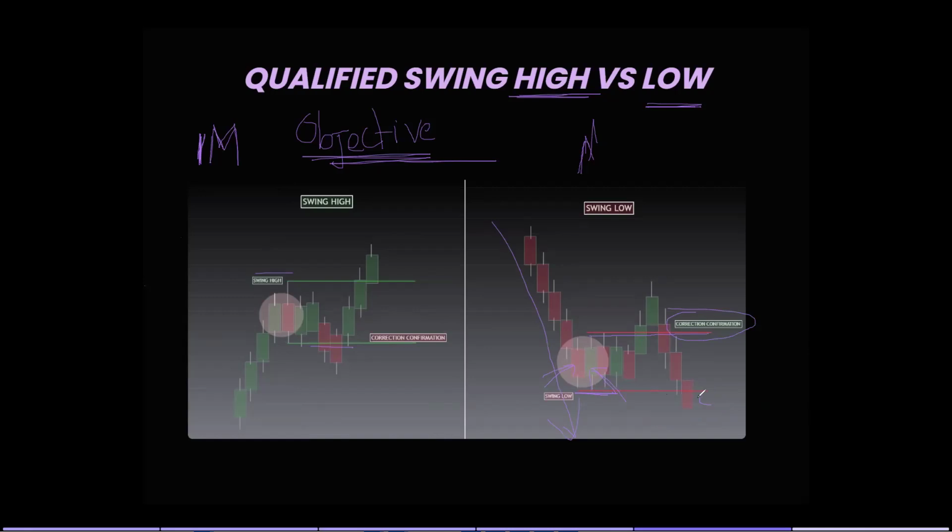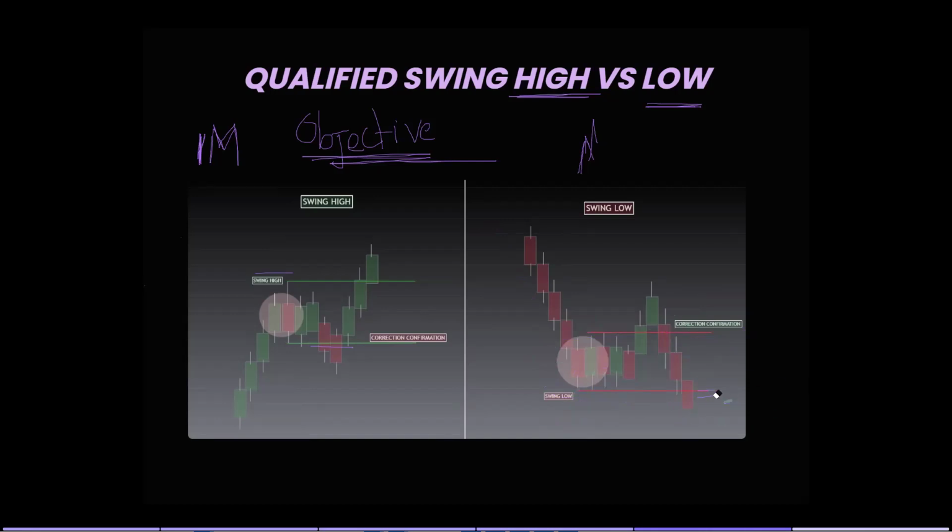Before the expansion line gets broken, we want to see this bullish candle being broken by another one, like you guys see here. Once that happens, we have our correction confirmation, and now if price does expand, we have a qualified swing low right here. I hope this makes sense.